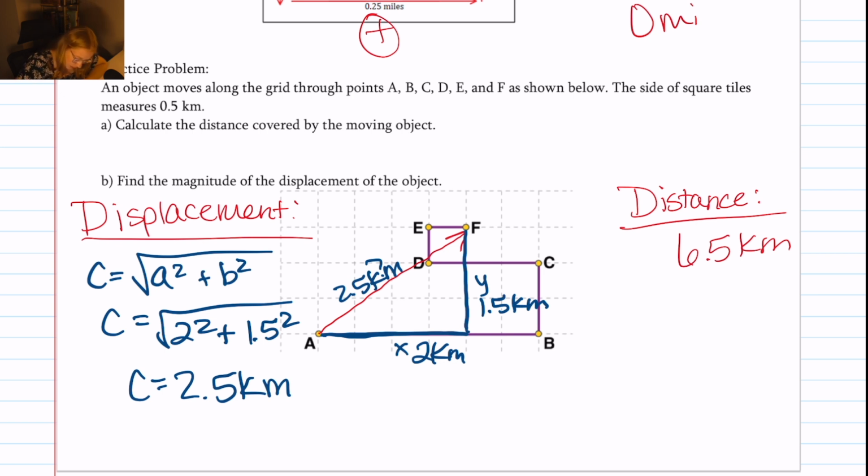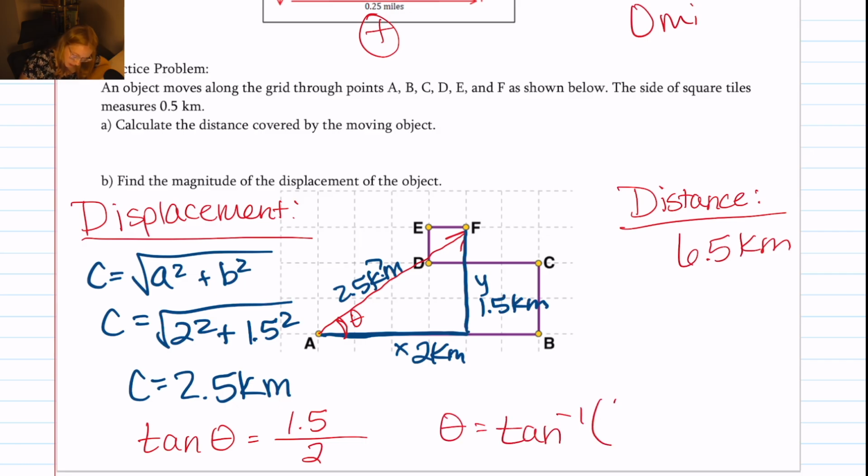A is my starting point, so I'm going to mark this as the angle heading towards F. If I can figure out that angle, then I can figure out what direction he's traveling in. The sides that I know, well, I know all three sides, but originally I just had the adjacent and opposite. So adjacent, opposite, let's use tangent. So I'm going to do tan of the angle equals, opposite side is 1.5, adjacent was 2. I do need to solve for that angle, so I need to move tangent to the other side. Remember, when tangent moves over, it becomes inverse tangent. So I'm going to do inverse tangent of 1.5 divided by 2.